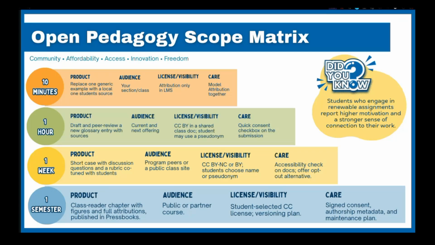And then on a bigger scale, in a full semester, you could build a whole class reader chapter with figures and full attributions in Pressbooks. You could aim it at the public or a partner course. Students select the license and how they want to be seen, and then maybe a revisioning plan so they know how they're going to change it. And then you have all the signed consent, authorship, and a light maintenance plan. So those are the different levels that you can start with.